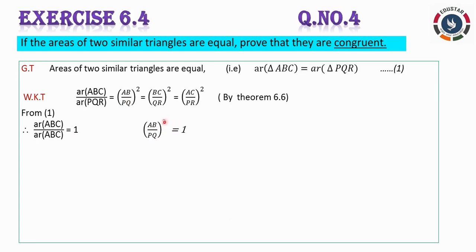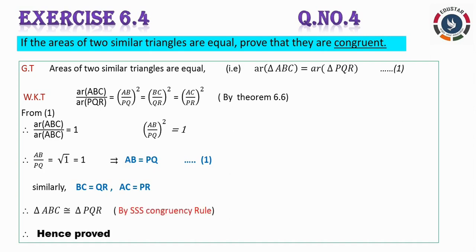When you transpose the power 2 to the other side, it becomes the square root of 1. So AB by PQ is also equal to 1. So at last, we will get AB equal to PQ. Similarly, the other two sides, BC equal to QR and AC equal to PR. So we got all three corresponding sides equal, which is more than enough to prove triangle ABC is congruent to triangle PQR by the SSS congruency rule.